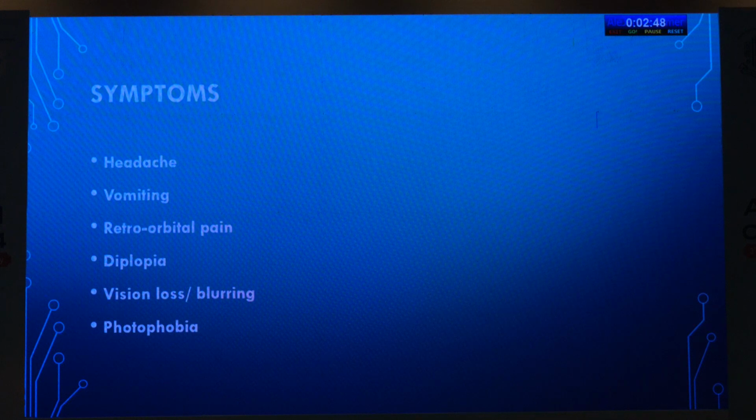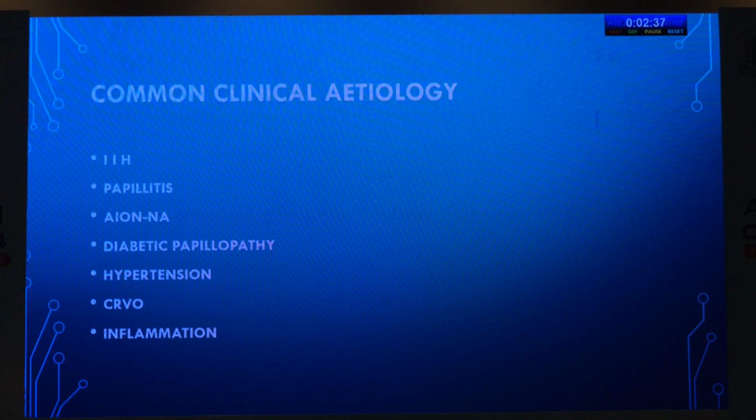Retroorbital pain points more towards papillitis, then diplopia, vision loss or blurring, and photophobia. These are the commoner symptoms if the patient is symptomatic. As we discussed, common clinical IIH, my previous speaker discussed idiopathic intracranial hypertension in detail. This is very common in young females, and it is recurrent. Even after the edema subsides, after 2 or 3 years the patient presents again. So we have discussed that very elaborately.